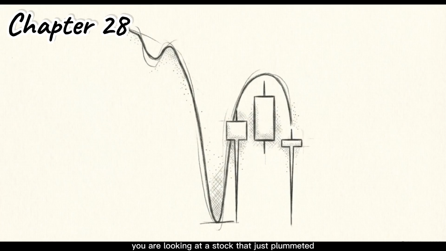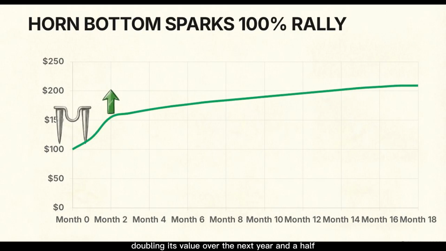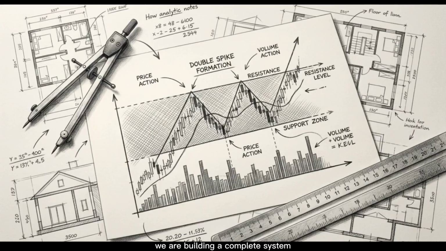You are looking at a stock that just plummeted, but right at the base of the drop, two sharp downward spikes form. Immediately after, the price climbs, doubling its value over the next year and a half. This is the horn bottom. Today, we are building a complete system to trade this pattern.